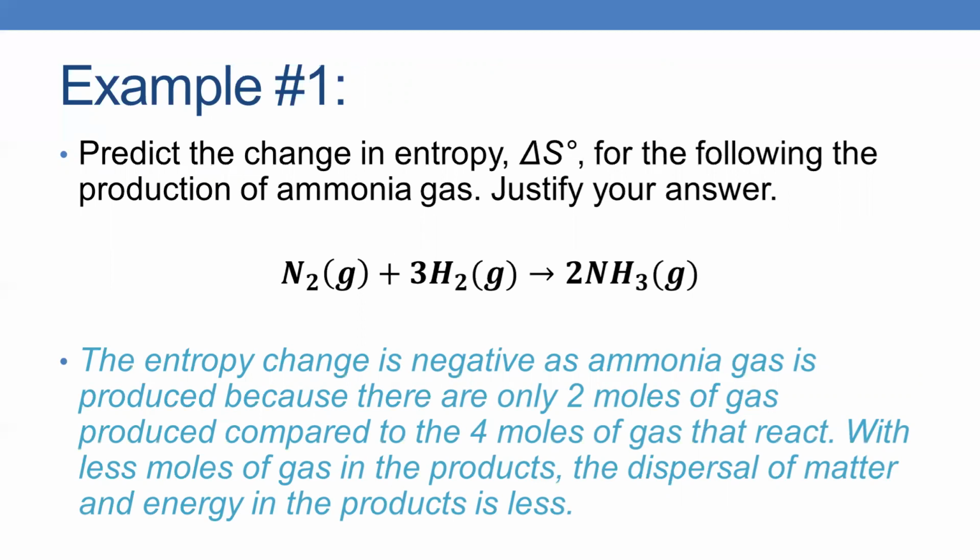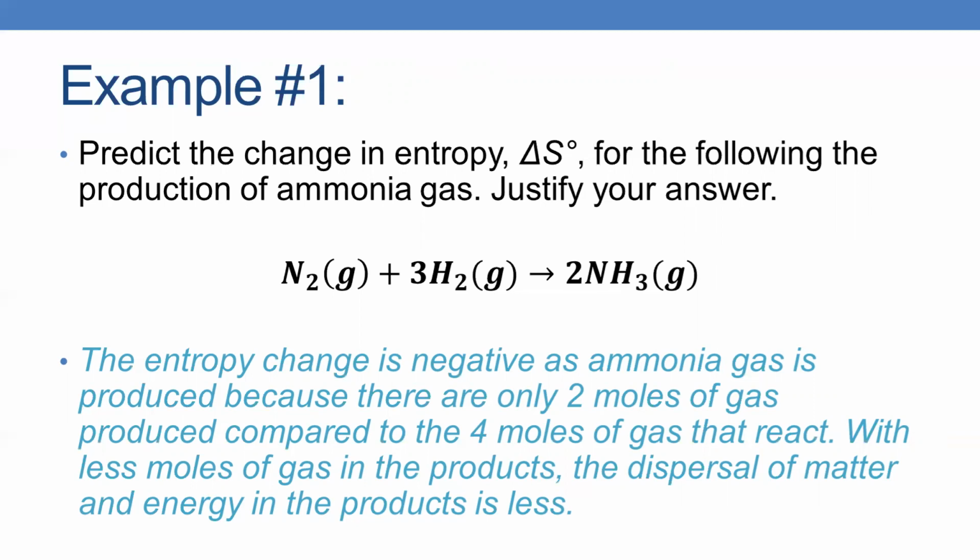So looking at this equation where we are producing ammonia, we want to predict the change in entropy. Change in entropy would be final minus initial. So we're going to predict, if we had numerical values, which we don't, would it be a positive change, meaning that it's going to become more dispersed, or is it going to be a negative change because it started more dispersed at the beginning?